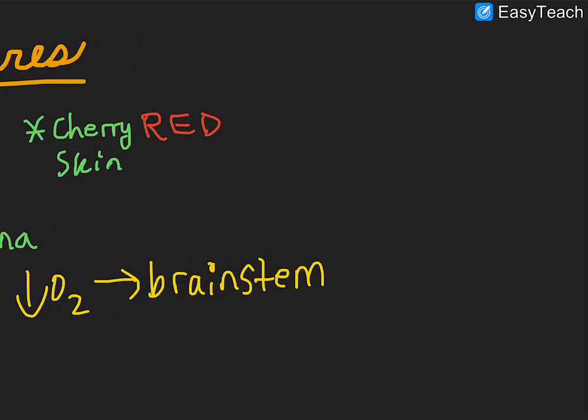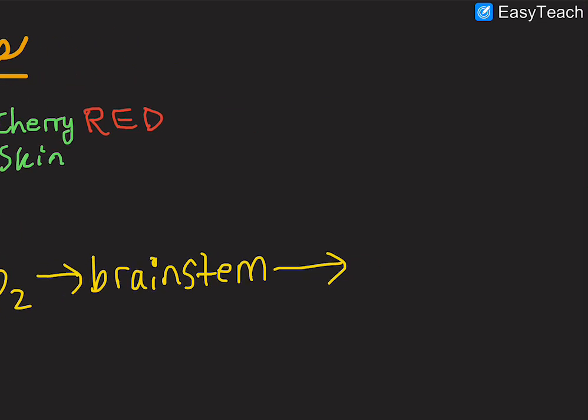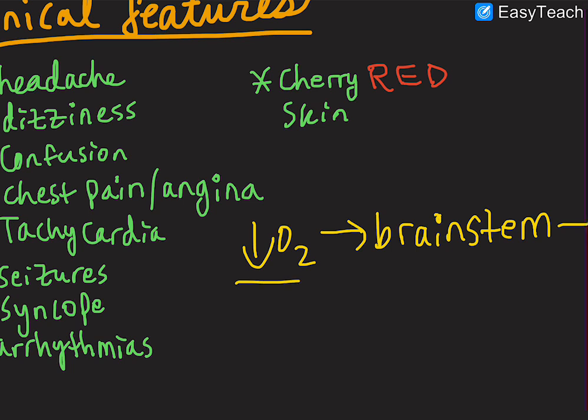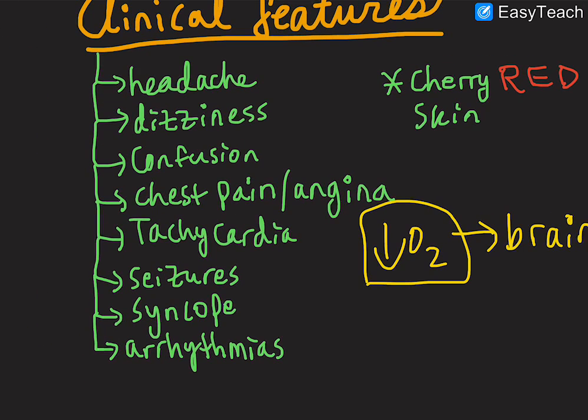Then that can lead to a sympathetic response, and that can lead to an increase in heart rate. So basically your body is trying to deliver more blood to your tissues by increasing your heart rate because it senses that you have low oxygen. So tachycardia makes sense, right?